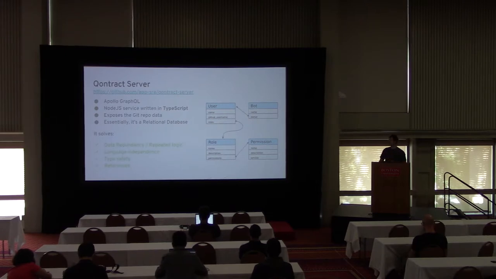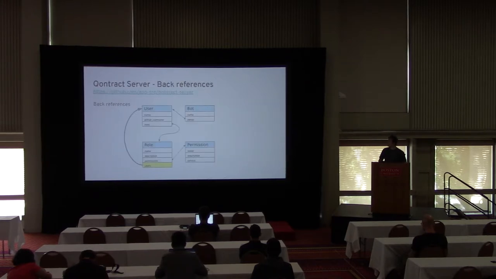Yeah, so this solves all other problems that we had. And there's another cool thing that Qontract server does, and I think it's the coolest thing that it does. It allows you to do back references. The idea is that in the schema, we're not defining users. Users not there. We're just defining the yellow box. But Qontract server is smart. And if you query roles and say, hey, what are the users that are pointing to this role? It will show us the users.